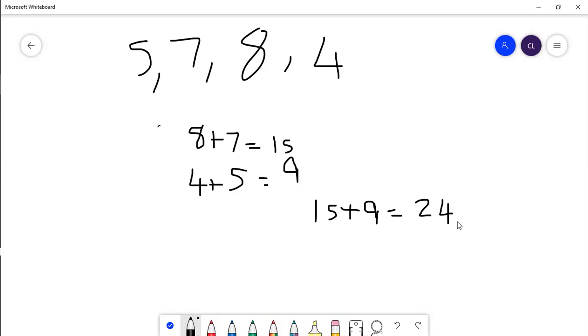9 plus 15 is equal to 24. Beautiful. Does anyone have another method of getting it? Beautiful answer. Does anyone have another method of getting it? I know sometimes it's a bit challenging, but it's supposed to be like that. So does anyone have another method for me? Another method of getting the answer?